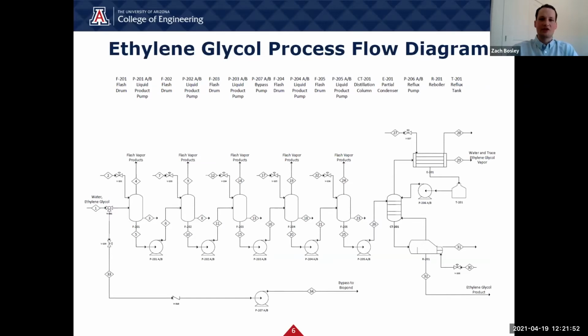The 5 flash drums are modeled as steam heated jacketed vessels. Each one will feed its liquid stream into the next. Between each drum is a pump to pressurize the stream before it undergoes the next flash operation. The vapor products from the flash drums, as well as the partial condenser of the column, are emitted to the atmosphere with only trace amounts of ethylene glycol. And our desired product is in stream 32 near the bottom right of our diagram.